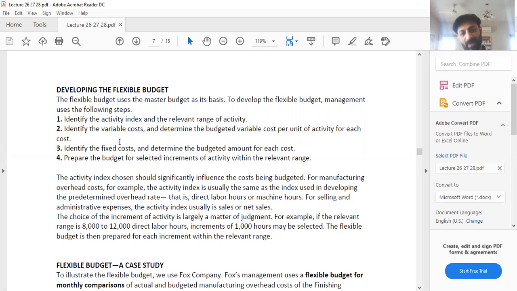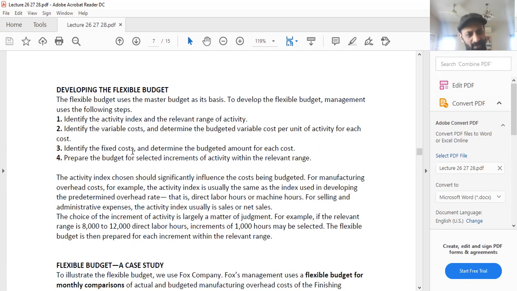Then you identify the variable cost, determine the budgeted variable cost per unit of activity for each cost. As you know, आपकी जो with respect to activity, आपकी cost दो type की है. One is your variable cost and then your fixed cost. So जो आपकी variable cost है, it varies according to the number of units that you produce. So obviously, whenever we are talking about the variable cost, we have to calculate the variable cost per unit, as you will see later on.